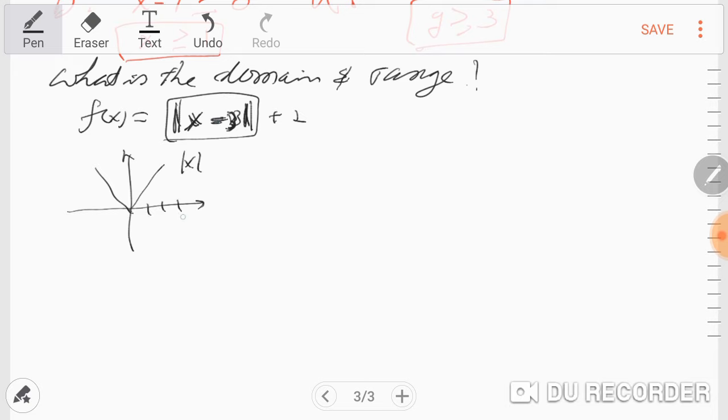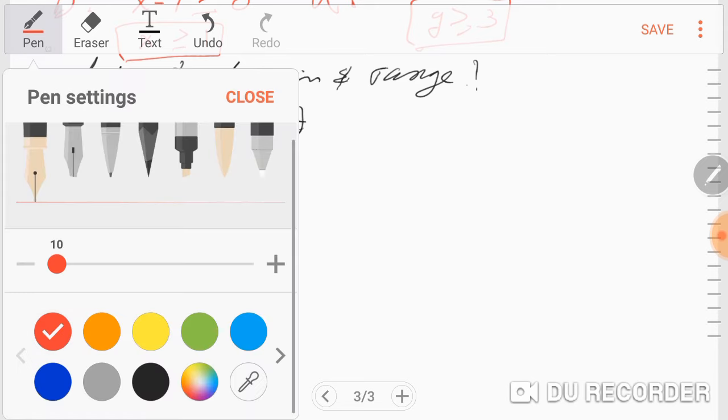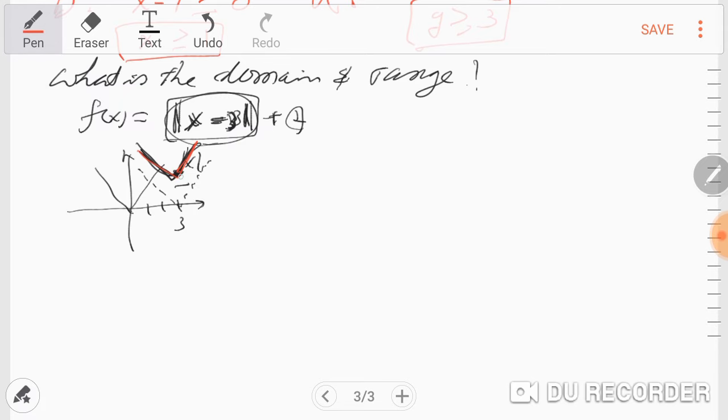3 units to the right. Then it's going to be something like this. And then move the graph of this absolute value 2 units up. So the graph looks like this. This is the graph of this function. Then the vertex has x value 3 and y value 2, because the vertex (0, 0) is shifted 3 units to the right and 2 units up. So this is the coordinate of the vertex.